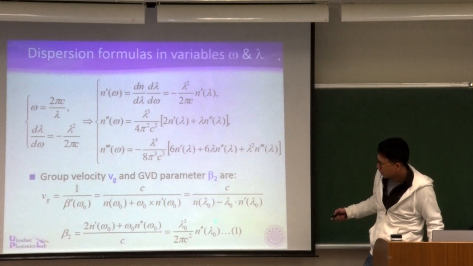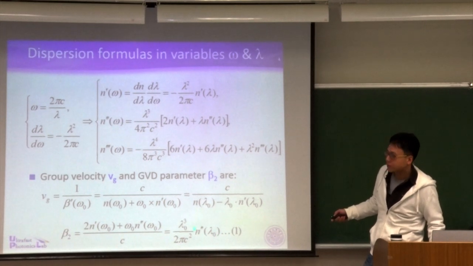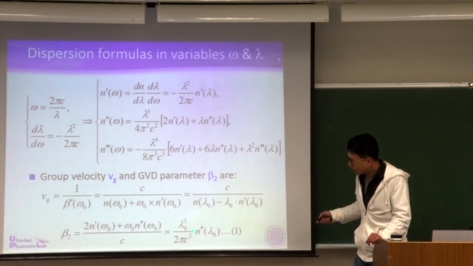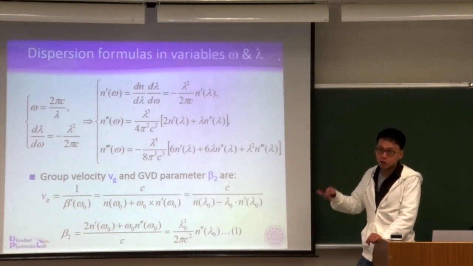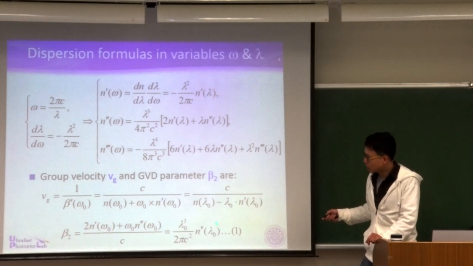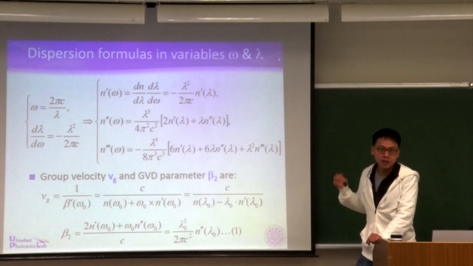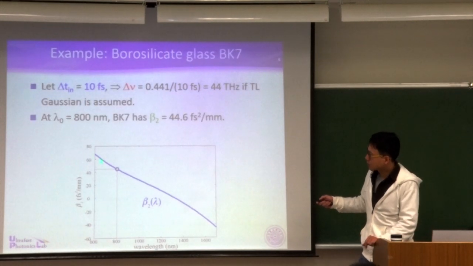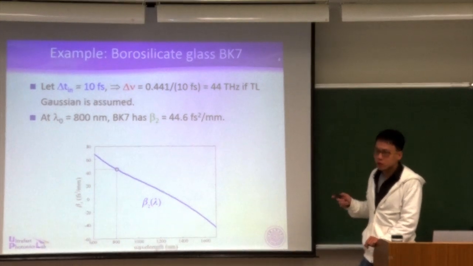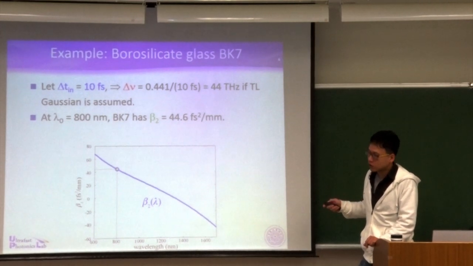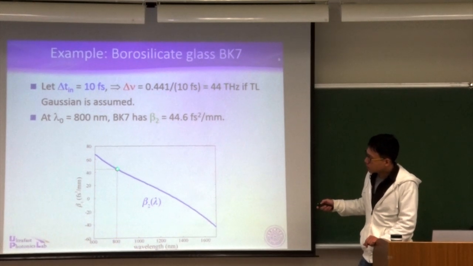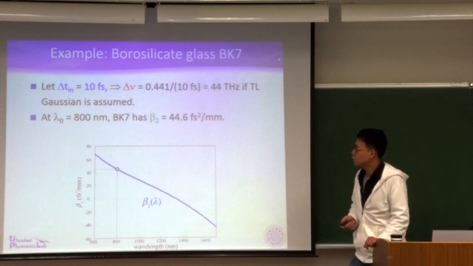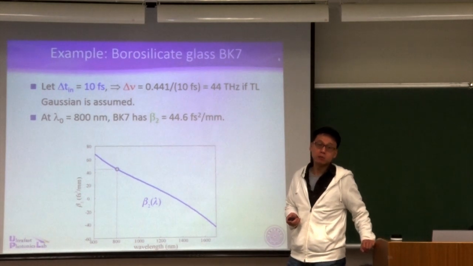Here I use this formula, okay? I need to find the Sellmeier equation for BK7 glass. I can numerically calculate the second order derivative of index. Then using equation 1, I can calculate beta 2 as a function of wavelength, okay? So this is the result. And since the working wavelength is centered at 800 nanometers, look at 800 nanometers, you can find the corresponding beta 2 is 44.6 in units of femtosecond squared per millimeter.